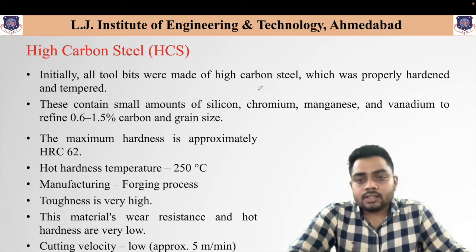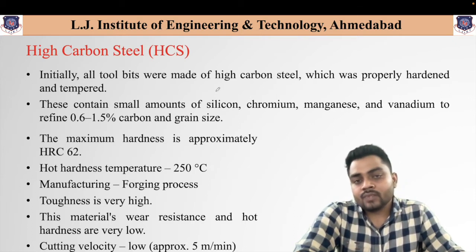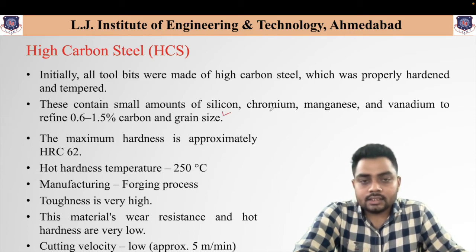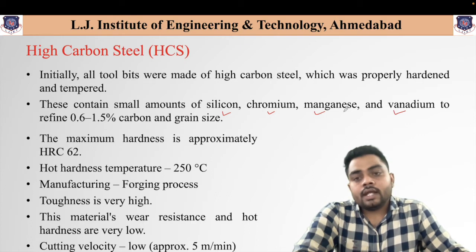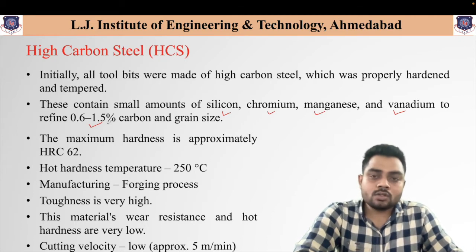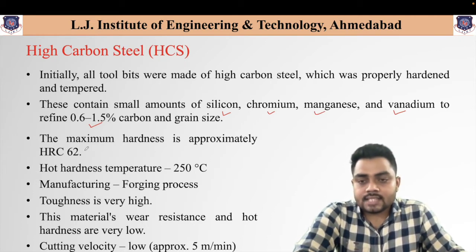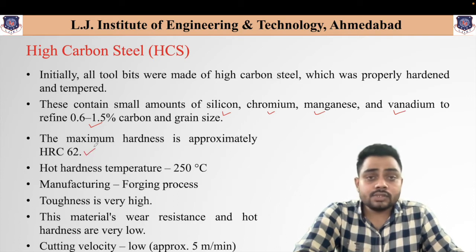This particular steel was mostly used in earlier times, and it is hardened and tempered for proper cutting operations. It mainly contains silicon, chromium, manganese, vanadium, and to refine its properties and grain size, 0.6 to 1.5 percent carbon is also added in this high carbon steel. Its hardness is approximately HRC 62. This HRC indicates the Rockwell hardness.